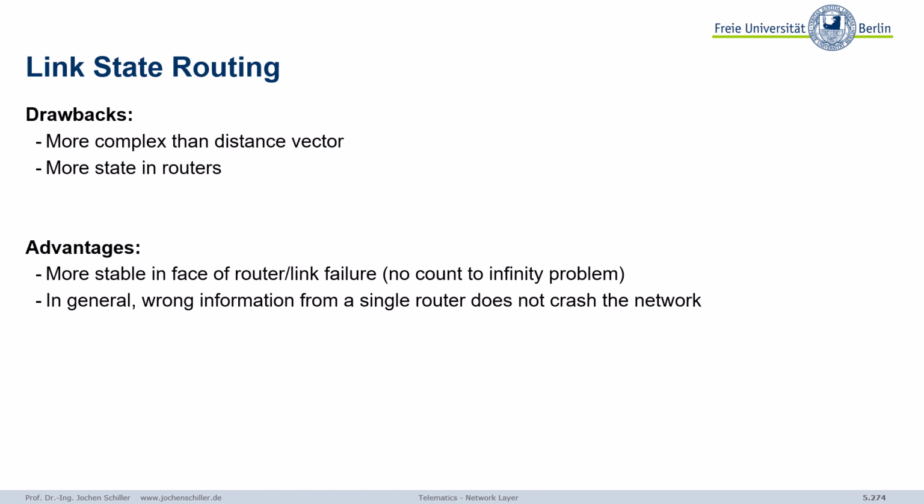You have to manage more state and routers, but it's way more stable. In case a router breaks down or a link fails, we don't have the count-to-infinity problem because we see the whole topology. And so wrong information from a single router typically does not crash the network. Big advantage. In distance vector, if one router lies, all the traffic goes via this router.